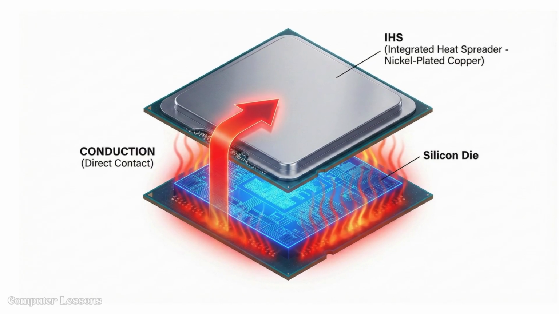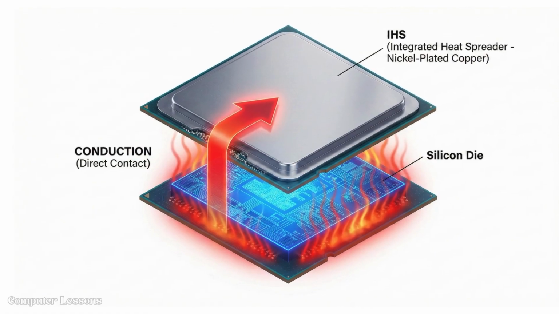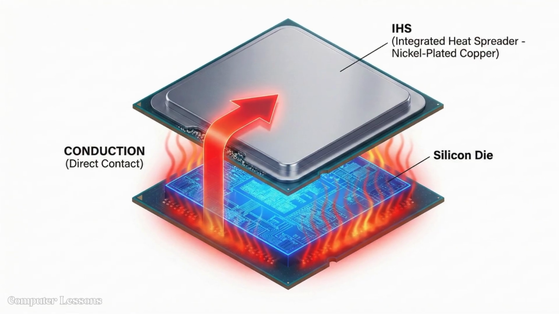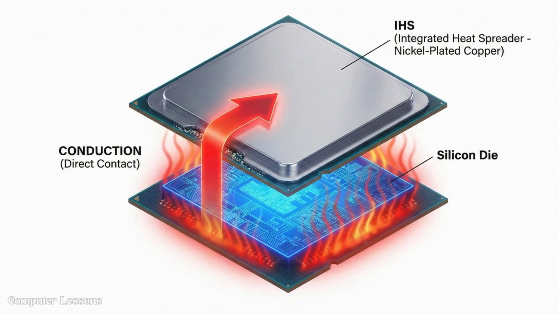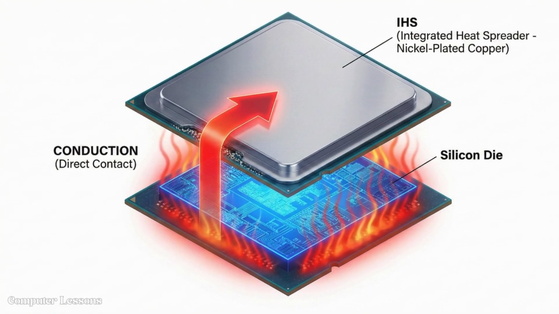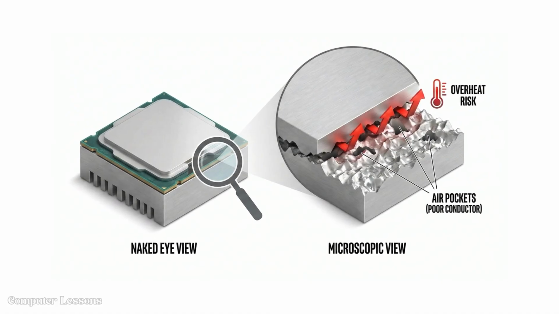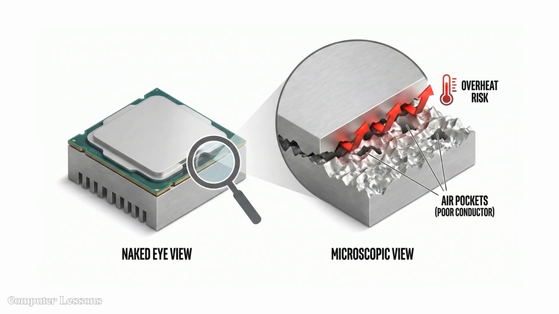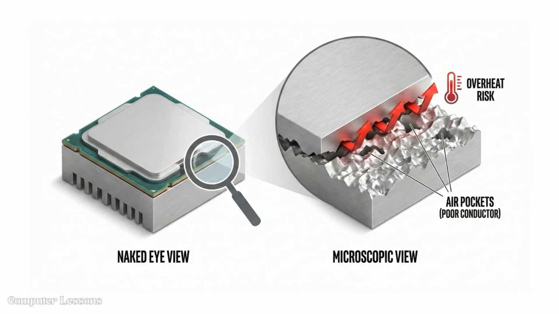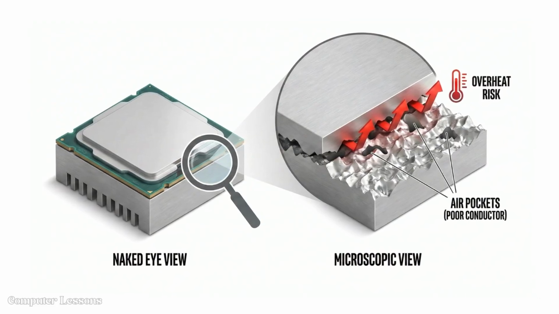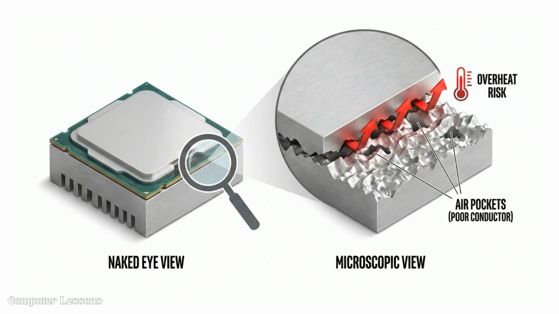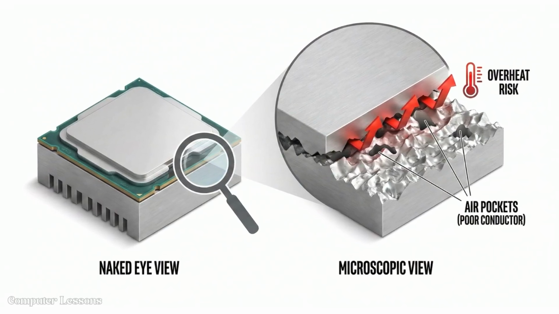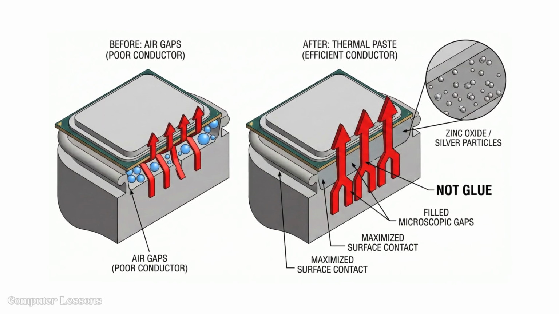It starts with conduction, which is the transfer of heat between two objects in direct physical contact. The silicon die is topped with an IHS, or integrated heat spreader, usually made of nickel-plated copper. However, microscopic imperfections exist on both the surface of the CPU and the bottom of your cooler. If you placed metal directly on metal, there would be tiny air pockets trapped in between. Since air is a terrible conductor of heat, acting more like an insulator, these pockets would cause the CPU to overheat almost instantly. This is why we use thermal paste, or thermal interface material.